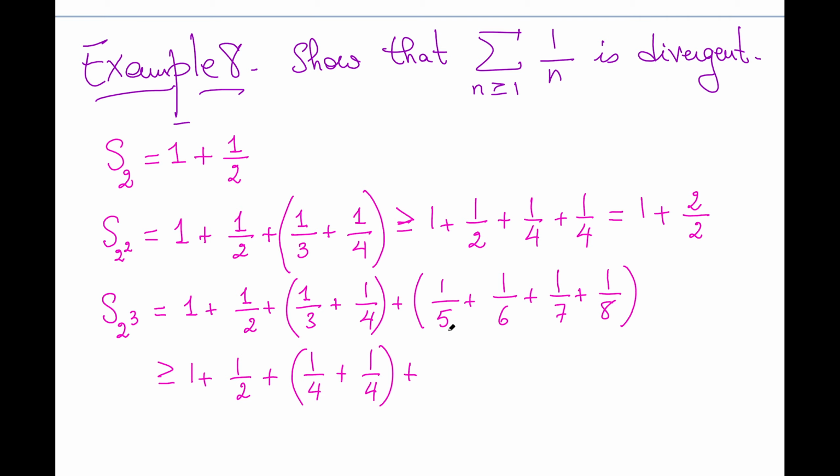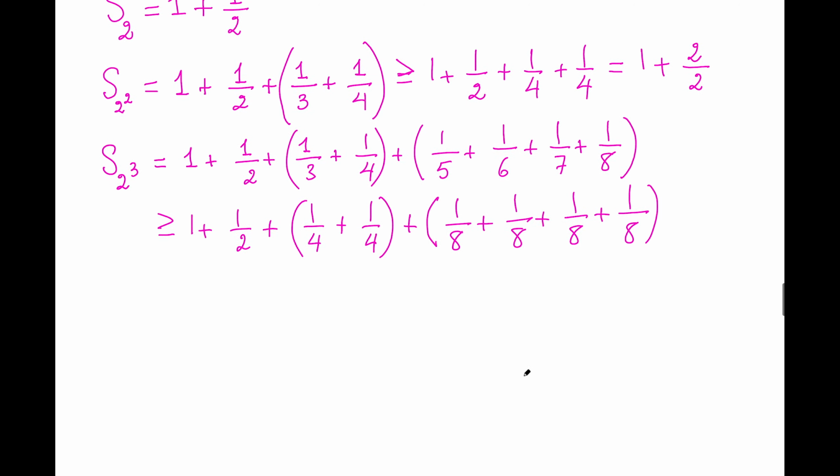And each summand in the last package here, 1/5 and 1/6 and 1/7, each of them is bigger than or equal to 1/8. Correct? So I get 1/8 plus 1/8 plus 1/8 plus 1/8. You agree with me? Okay. That's the same thing as saying 1/4 plus 1/4 is 1/2, and 1/8 plus itself 4 times is still 1/2. Now what is this? This is 1 plus 3/2. Correct? And so on.